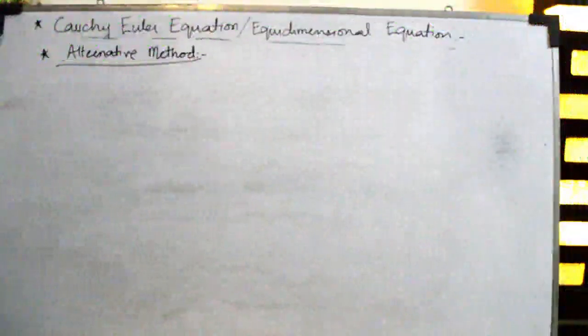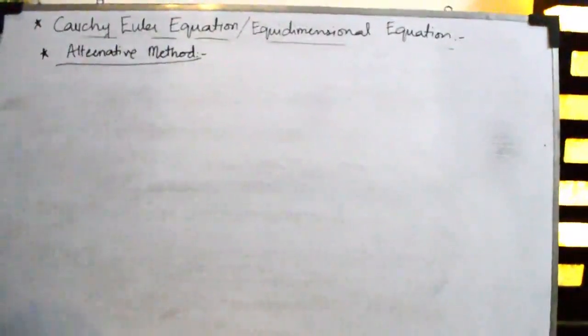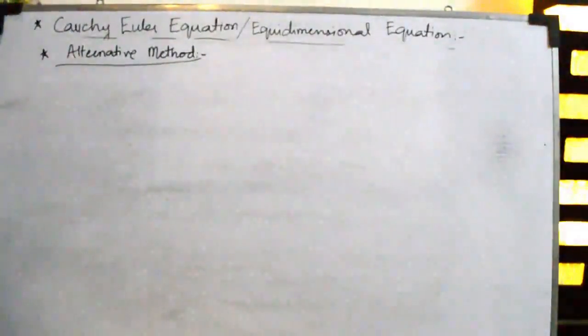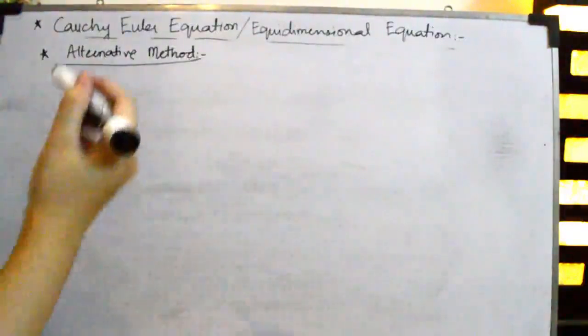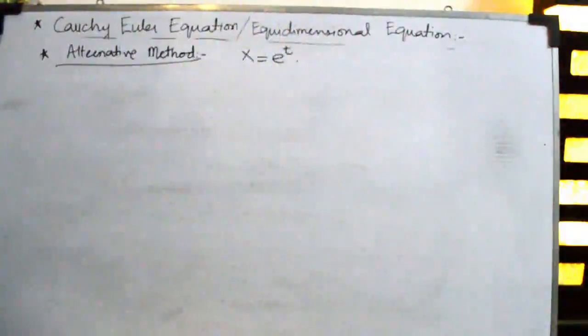Okay, in this video we will study an alternative method to solve the Cauchy Euler equation. The alternative method is that there is only one substitution, and with that one substitution, you can convert the complete equidimensional equation into a simple equation and then solve it accordingly. That substitution is x equals e to the power t. With that substitution you can solve it and convert it. So we will do it with the help of an example.